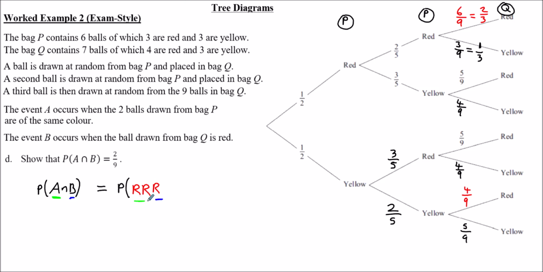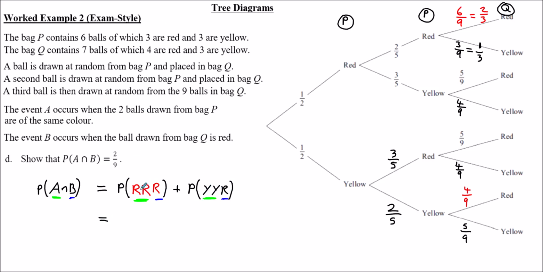So event A, two reds, event B, the final one from bag Q is picked a red, or it could be that event A happens for the first two balls not being both red, but both being yellow instead. So instead we could have yellow, yellow, and then event B of course needs to be that it's a red. So those are two ways it could happen.